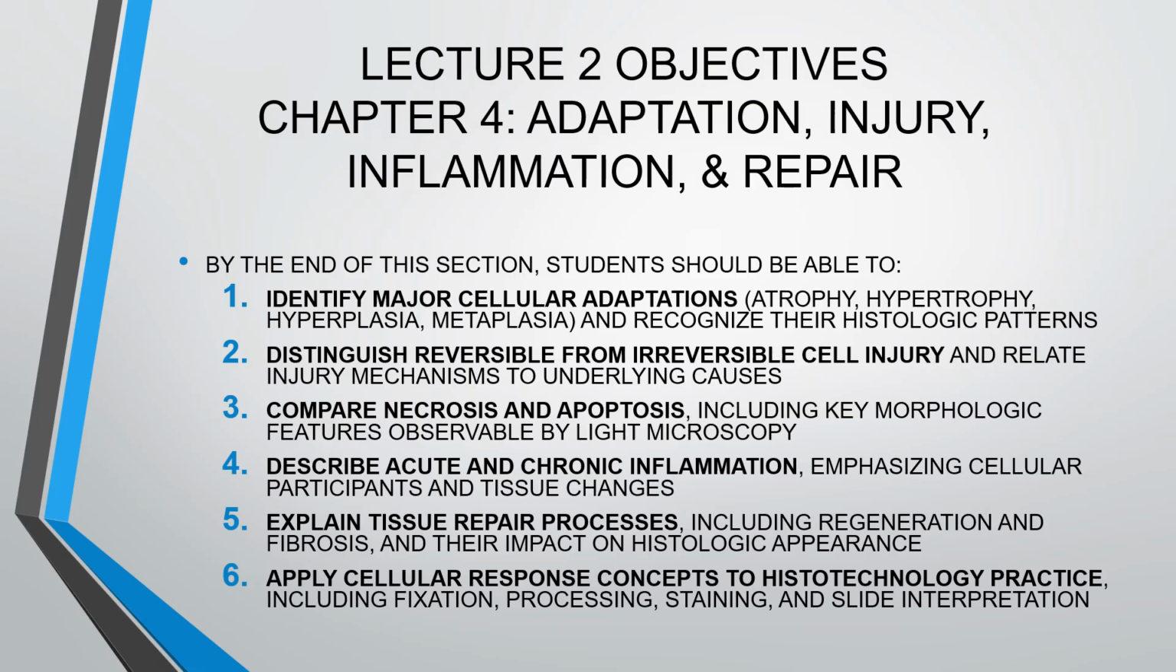We'll also spend time distinguishing reversible versus irreversible cell injury, which is a fancy way of asking, can this cell recover or is it done? Necrosis versus apoptosis is another big one. And yes, they both mean cell death, but they leave behind very different messes. One is orderly, one is not so much. We'll cover acute and chronic inflammation, who shows up, what changes in the tissue, and why chronic inflammation is basically the best gift that keeps on giving, but in a bad way.